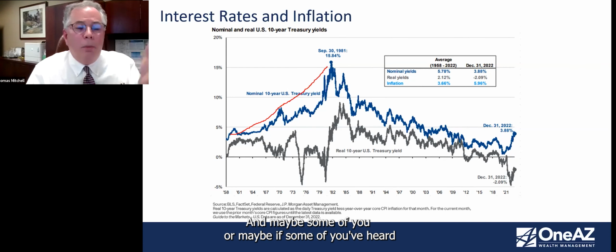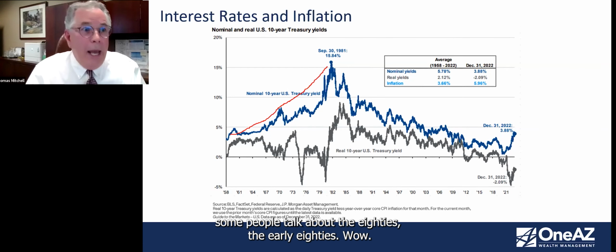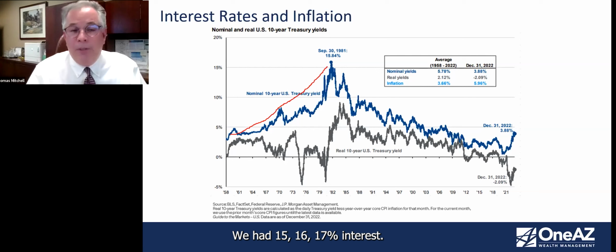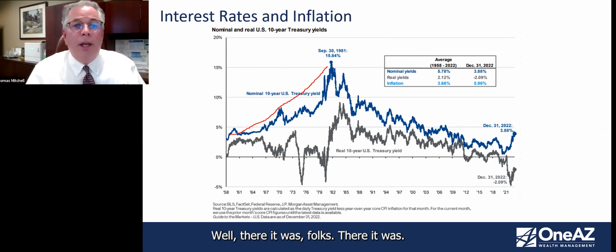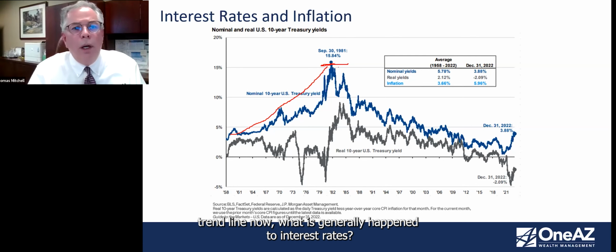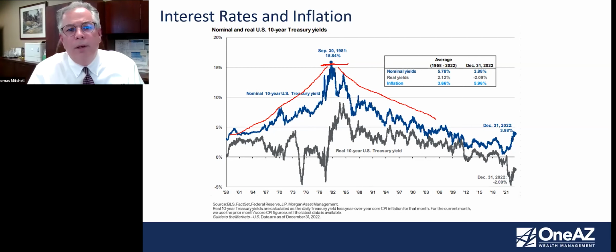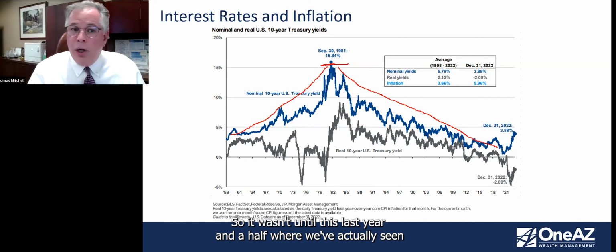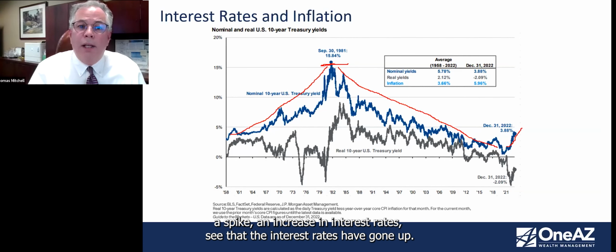Maybe some of you have heard some people talk about the early 80s. Wow, we had 15, 16, 17% interest. Well, there it was, folks. Look how high it was. But since 1981, what has generally happened to interest rates? They have constantly fallen for the last 40 years. It wasn't until this last year and a half that we've actually seen a spike, an increase in interest rates. See that? The interest rates have gone up.